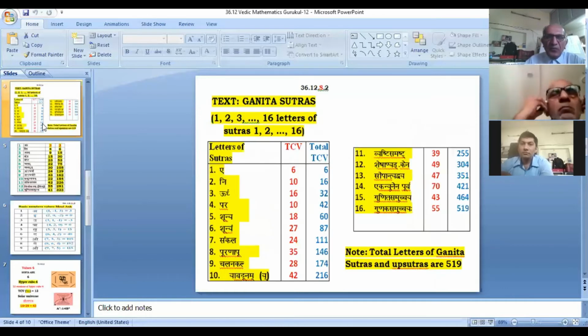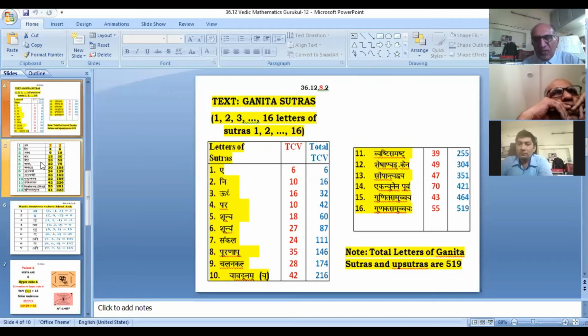See, if we have a text of Ganita Sutras before us, and we take the first letter of the first sutra, first 2 letters of the second sutra, first 3 letters of the third sutra, first 4 letters of the fourth sutra, and so on up till 16 letters of the 16th sutra, then it will bring us face to face with TC values tabulations, which in case of the first sutra will be value 6 as the TC value of the first letter.